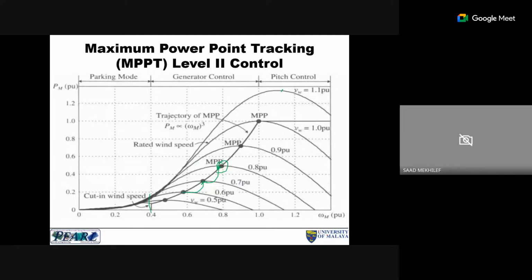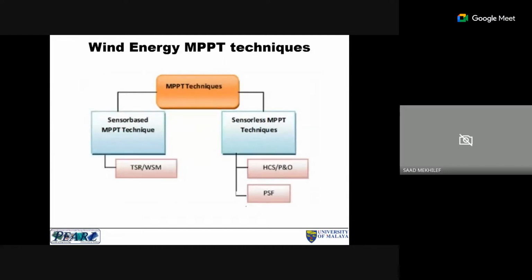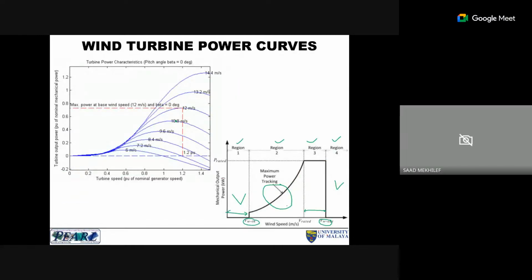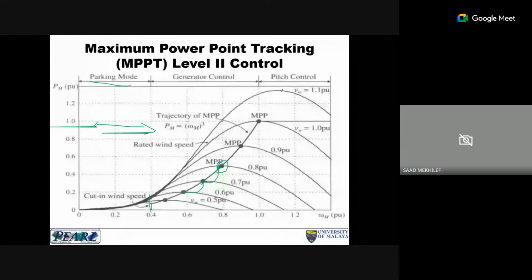And if you look into this curve, you can see it's also controlled or divided into three modes. The first one is the parking mode, which is before the cut-in speed. And then we have the generator mode, which I think we mentioned just now, here, this region. And then we have the pitch control. Here the pitch control means we have to adjust the pitch. If maybe the speed is too high, then it's reduced. Sometimes we may even use the braking system.